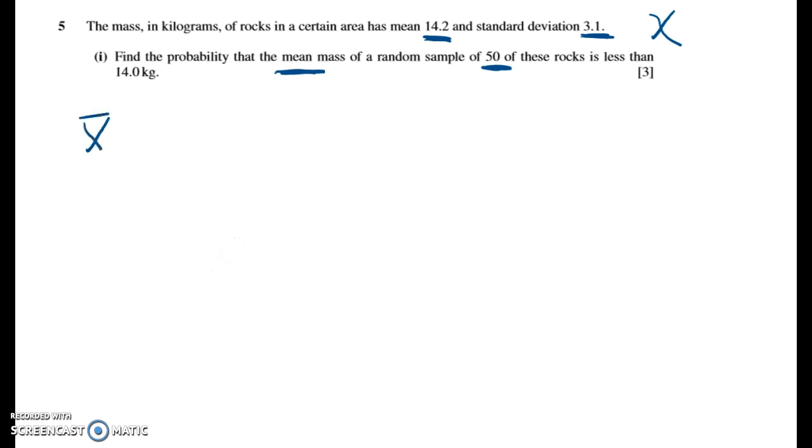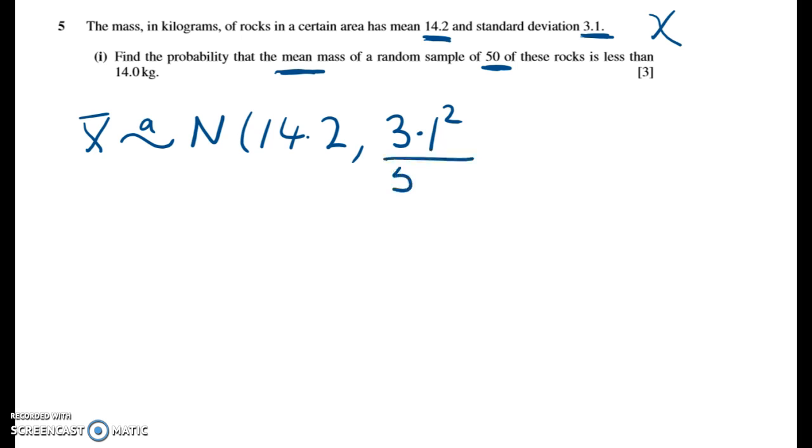And we can say that x bar is roughly normally distributed, and it's going to have a mean of 14.2 kilograms, and it's going to have a variance of the variance of one of those rocks, which is 3.1 squared, divided by n, which is 50. Now we have to find the probability that the mean is less than 14.